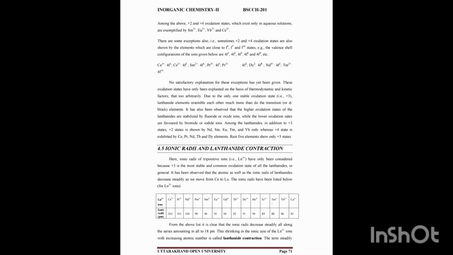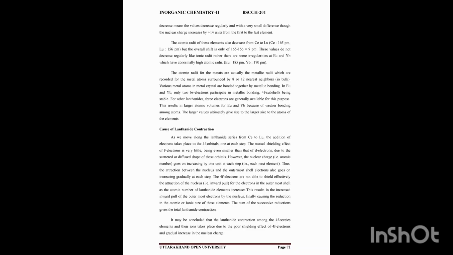Ionic radii and lanthanide contraction. Here, ionic radii of tri-positive ions have been considered because +3 is the most stable and common oxidation state of all the lanthanides in general. The atomic radii of these elements also decrease from Ce to Lu, but the overall shift is only from 165 to 156, or 9 pm. These values do not decrease regularly like ionic radii; rather there are some irregularities at Eu and Yb, which have abnormally high atomic radii.